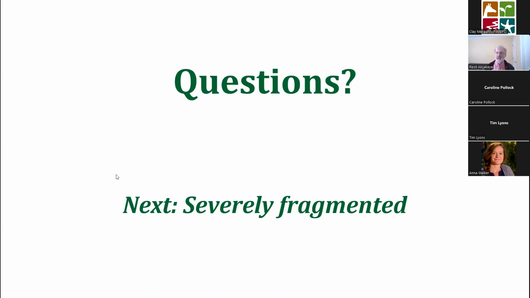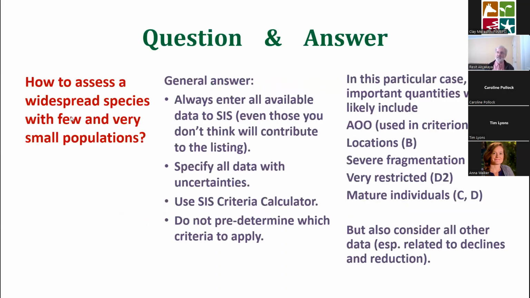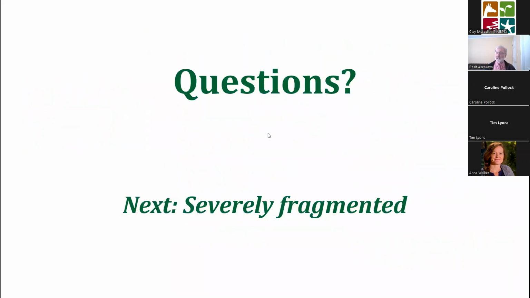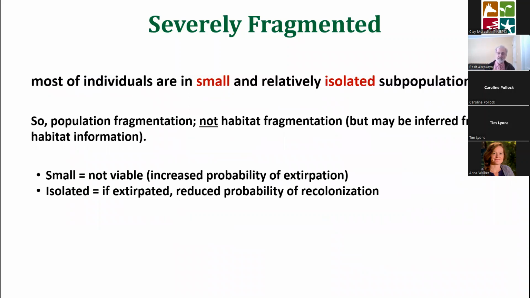Okay. Great. So let's continue with severely fragmented, and that kind of relates to the last question, of course, which was widespread species, few and small populations. And when populations are few in a large area, that suggests that it's possible that it's a severely fragmented situation. So what is severely fragmented? Severely fragmented means that most individuals, this is the definition from the Red List criteria, are in small and relatively isolated populations. Now, I'll get to what small means and isolated means in a moment. But first, I want to mention that this is about population fragmentation, not habitat fragmentation, right?